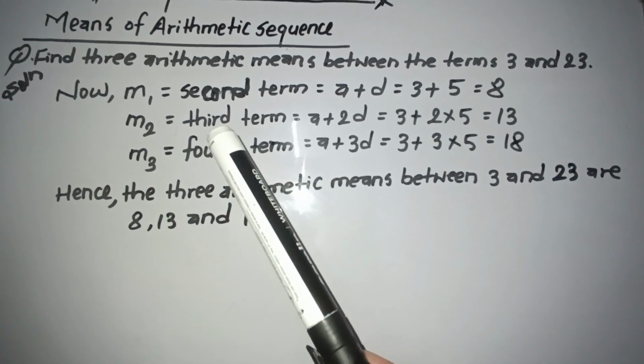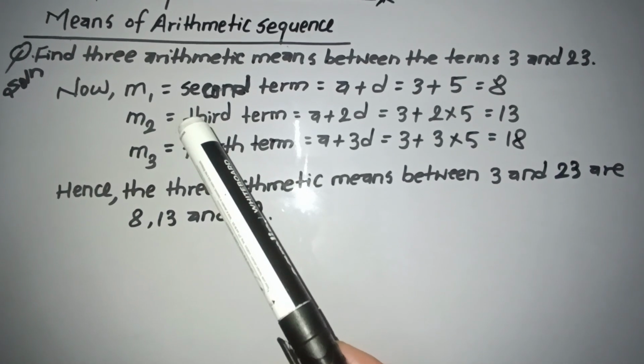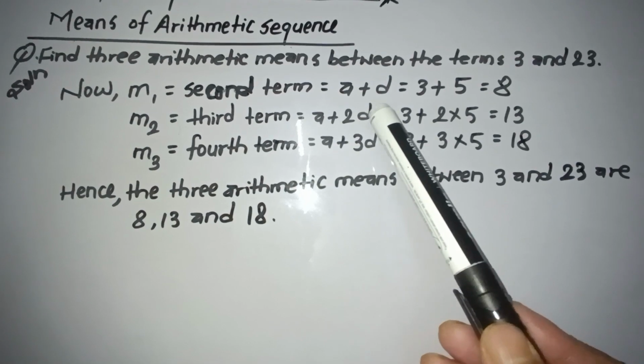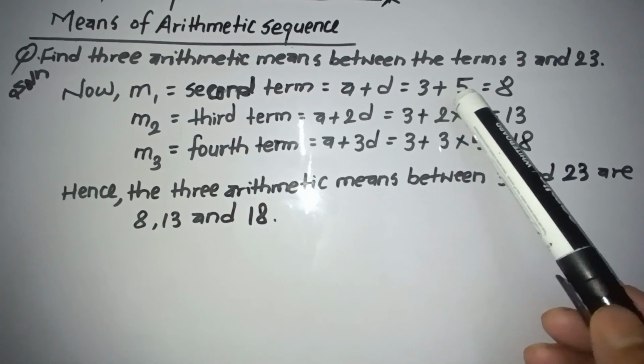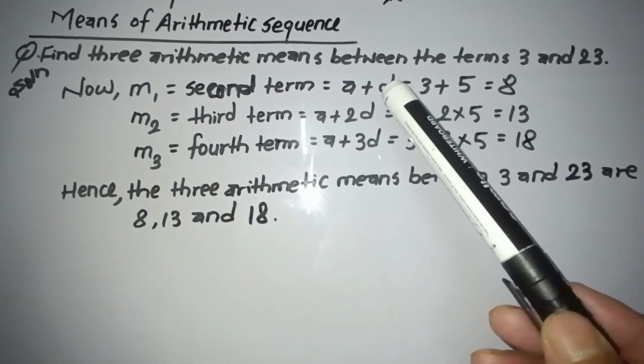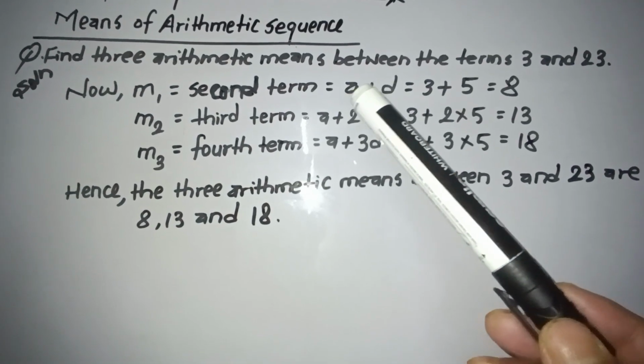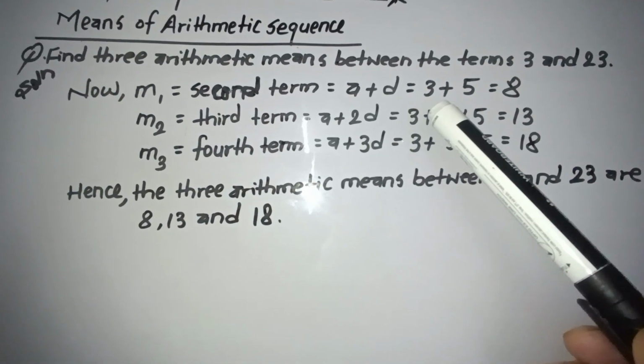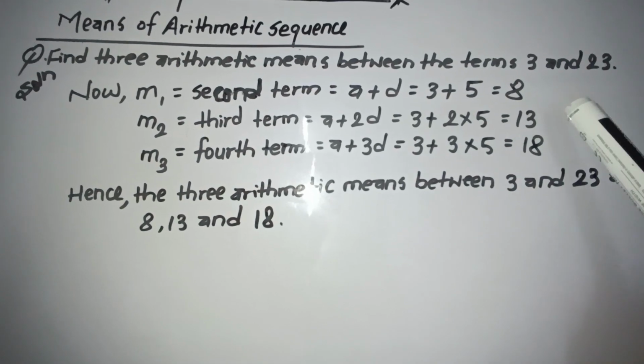Then the first mean, or the second term, is equal to a plus d. We have calculated the value of d, that is the difference is 5 and the first term is 3. Then 3 plus 5 is equal to 8.